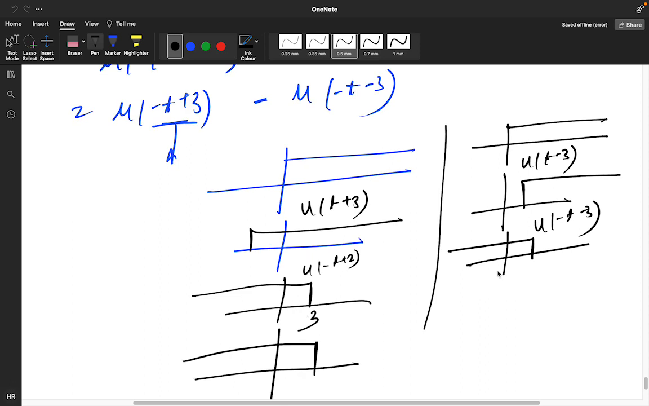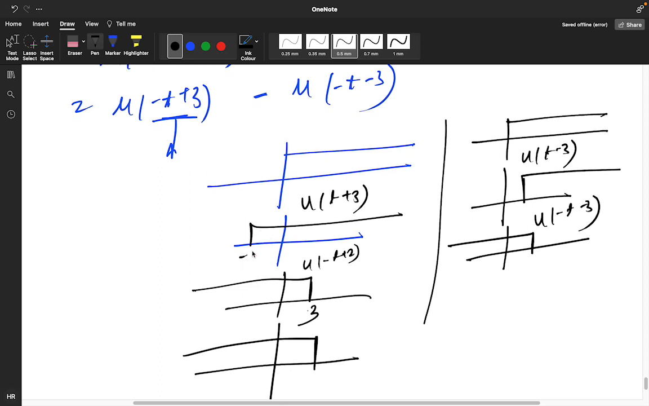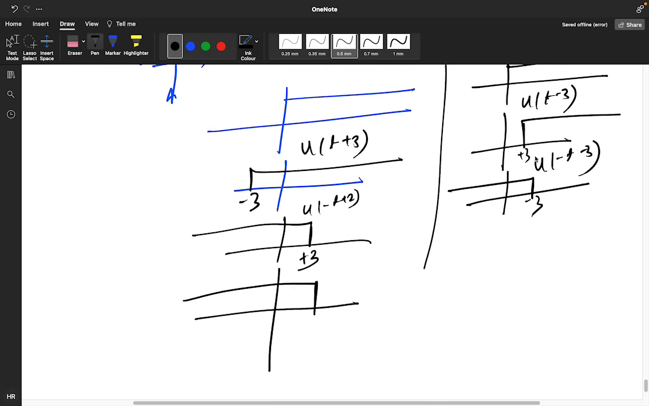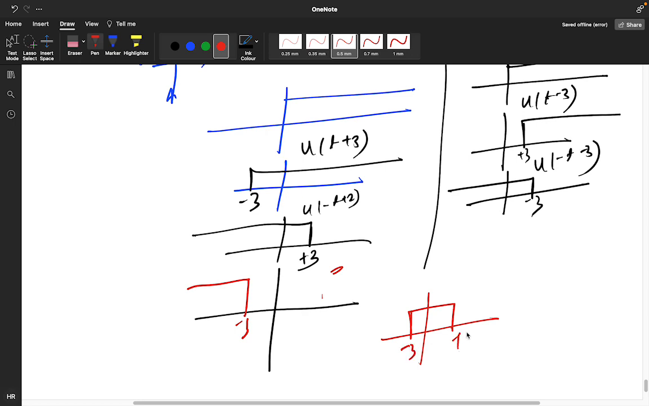Okay. So this was your minus 3, so this will become plus 3. This was your plus 3, so this will become minus 3. Yeah, minus 3 will come. If you will scale it, this is my minus 3. And both are getting subtracted, so you are getting the curve like this, minus 3 to plus 3. So this is non-causal. Correct? This is non-causal.